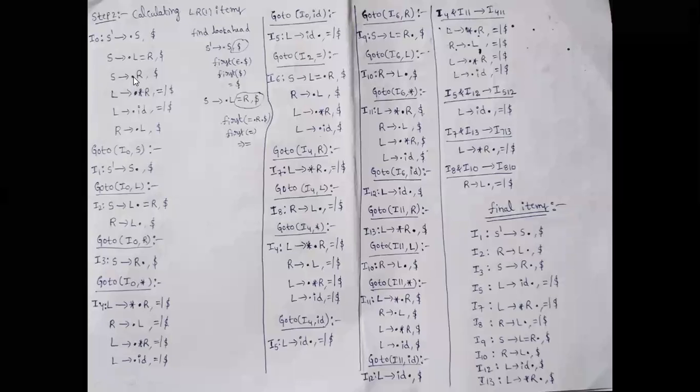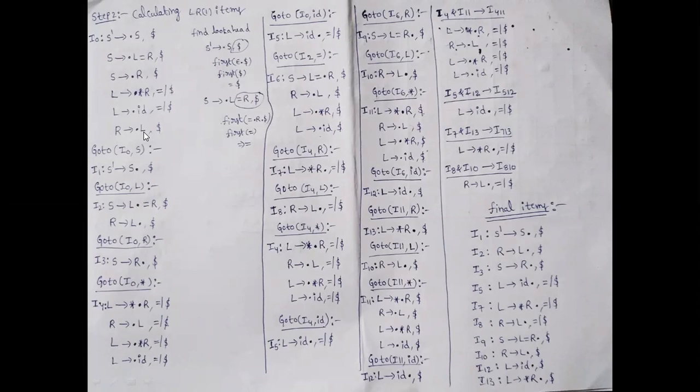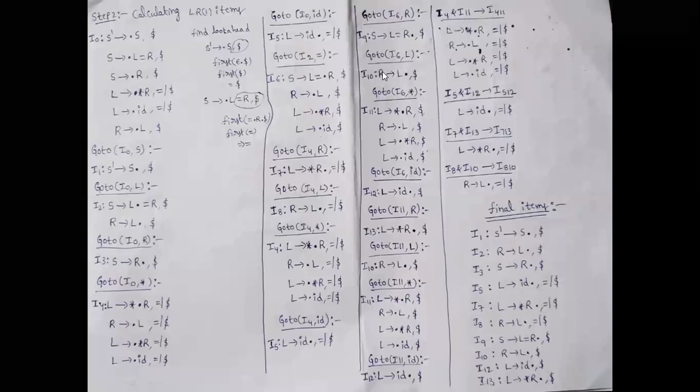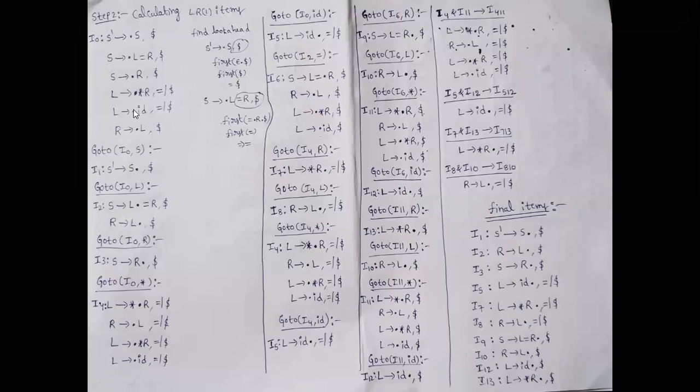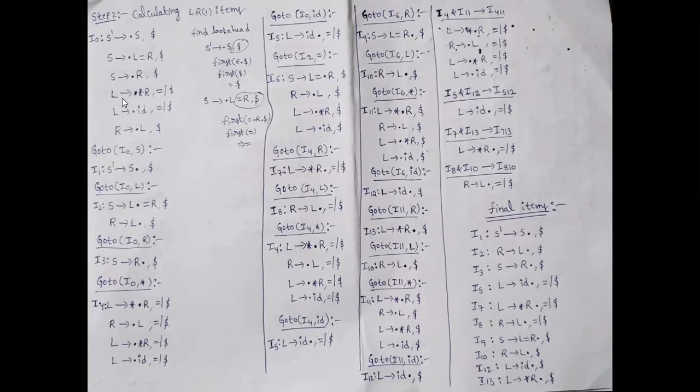So here after the dot we have a non-terminal capital R. Then add the productions of capital R. So what are the productions of capital R? R produces dot L. Okay, R produces dot L. Here dot produces capital L. Then we have to find the look ahead for this one.